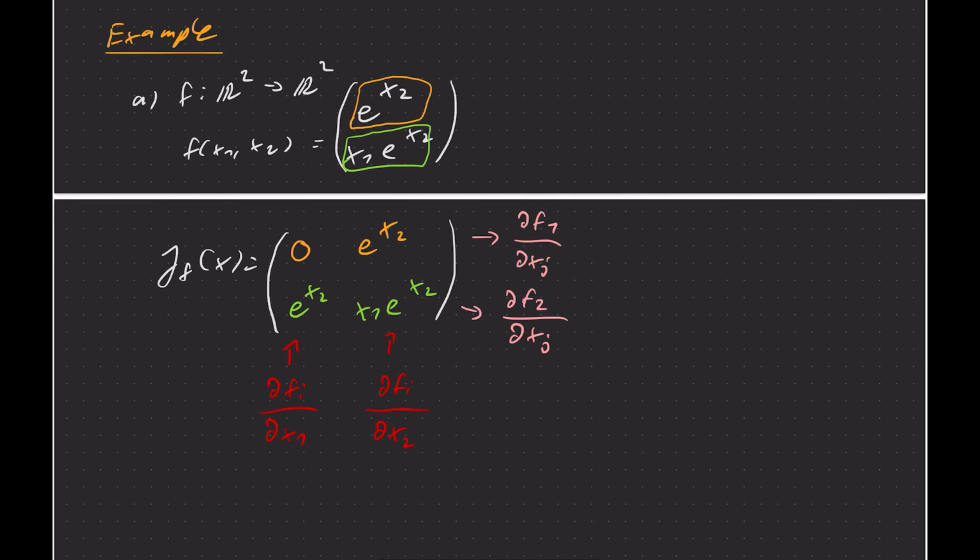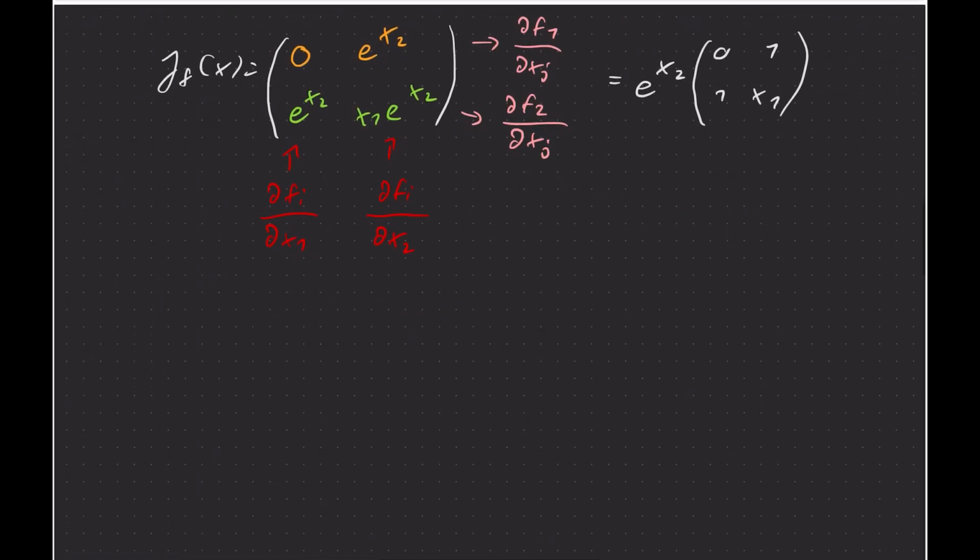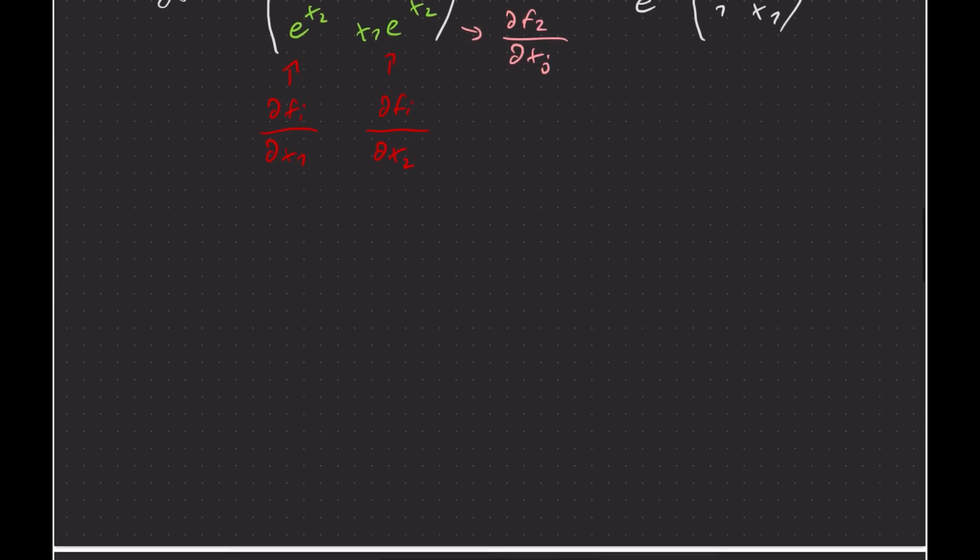Okay, and of course we can write this a little more easily in that way. e to the x2, we can factor that out. 0, 1, 1, x1. Okay, so that was the first example.